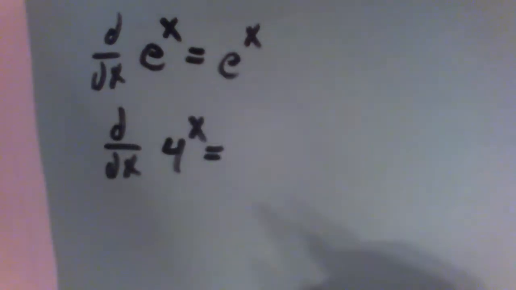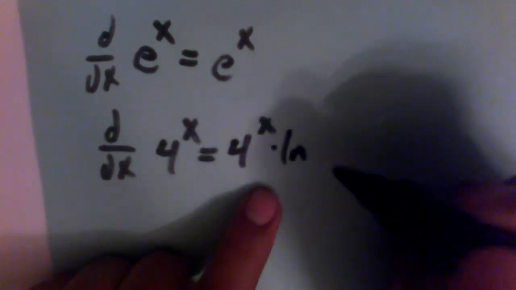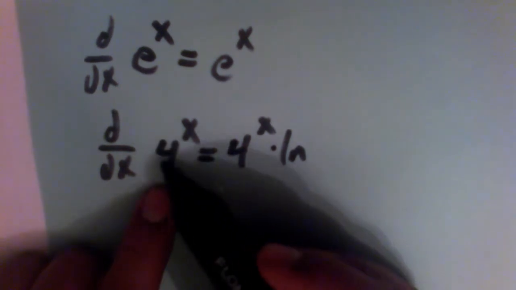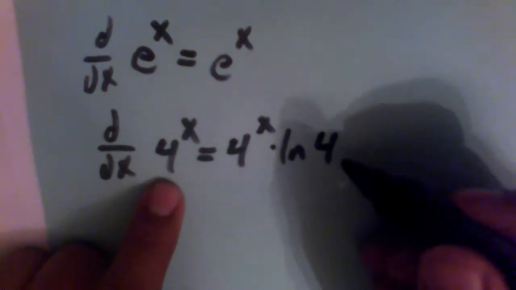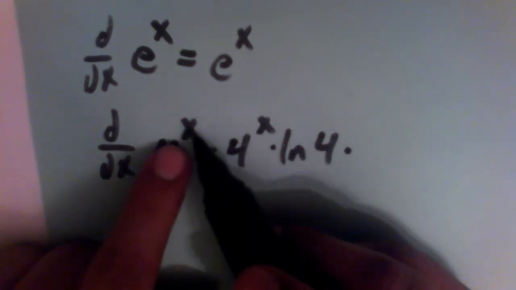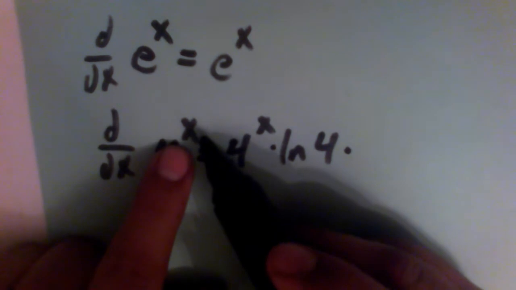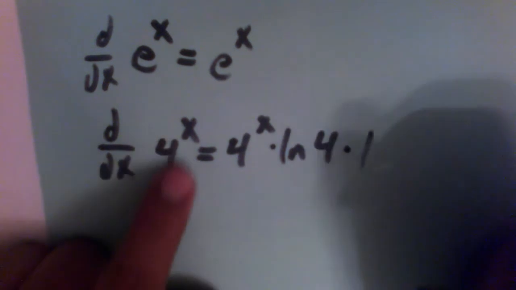If it's not e, some random number, let's say 4 to the power of x, and we want to find the derivative of this, it's not just going to be 4 to the power of x. It's going to be 4 to the power of x times the natural log of the base of this exponent. The base is 4, so natural log of 4 times, now what you have to do is take the derivative of the exponent part. What's the derivative of x? Well, it's 1.